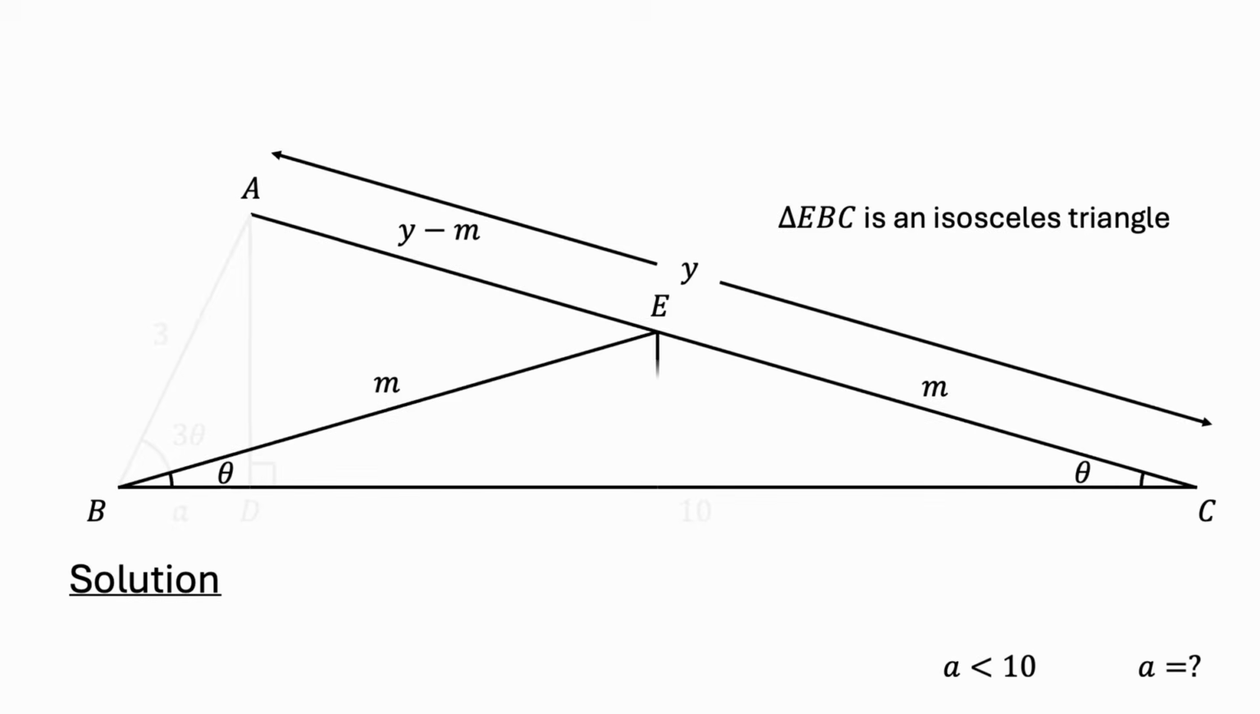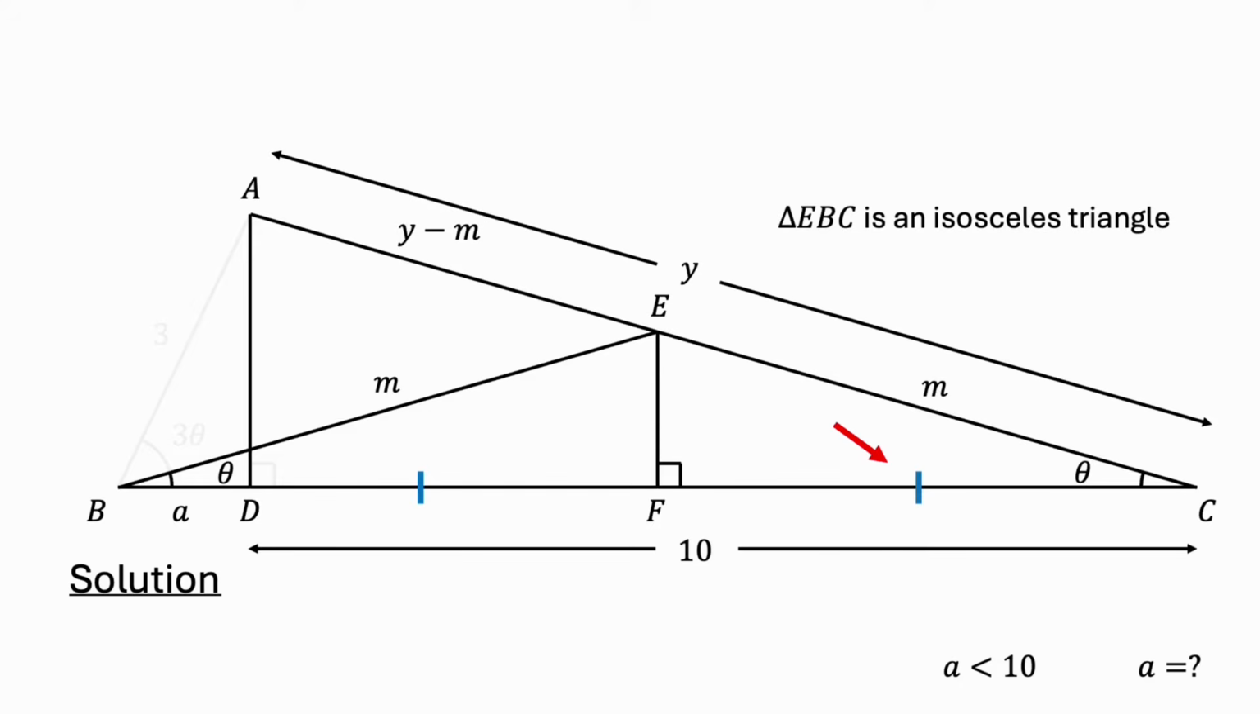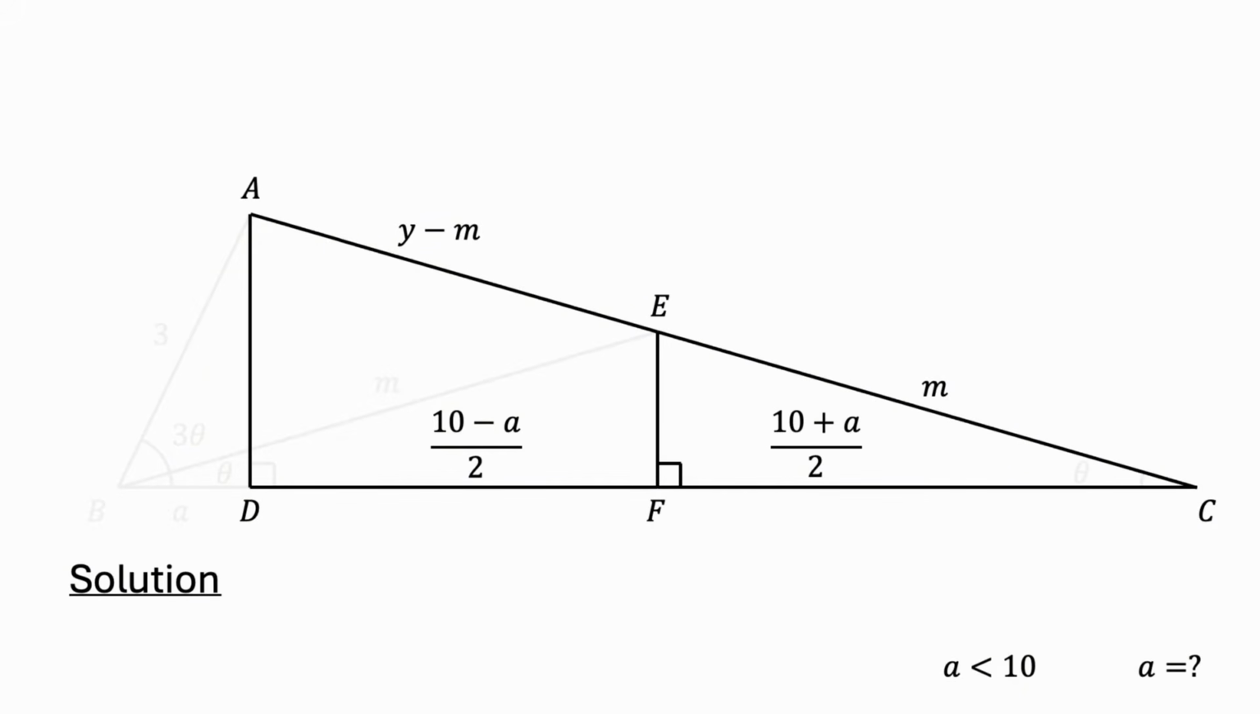Next, draw EF perpendicular to BC. Thus, EF bisects BC. The length of CF is therefore given by (10 plus A) over 2, while the length of DF equals 10 minus (10 plus A) over 2, or (10 minus A) over 2. Following this, consider triangle ADC and the line EF.